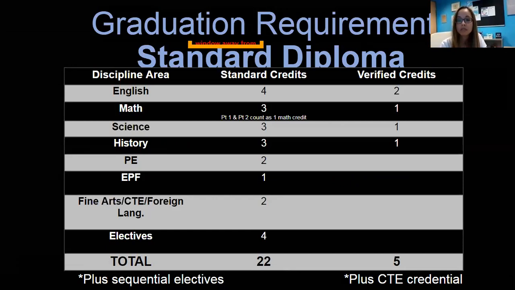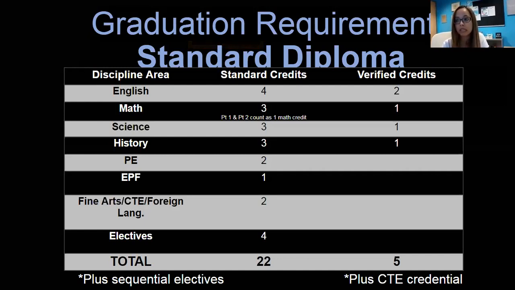For the graduation requirements for a standard diploma, you need 4 English credits. The difference between a standard credit and a verified credit is that a standard credit is just passing the course, and a verified credit also requires taking the SOL exam and receiving a passing score. So for English, you need 4 standard credits and 2 verified credits. For math, for the standard diploma, you need 3 math credits and 1 verified credit. For science, it's also 3 science credits and 1 verified, so that's 1 SOL. The same goes for history: 3 standard credits and 1 verified credit.